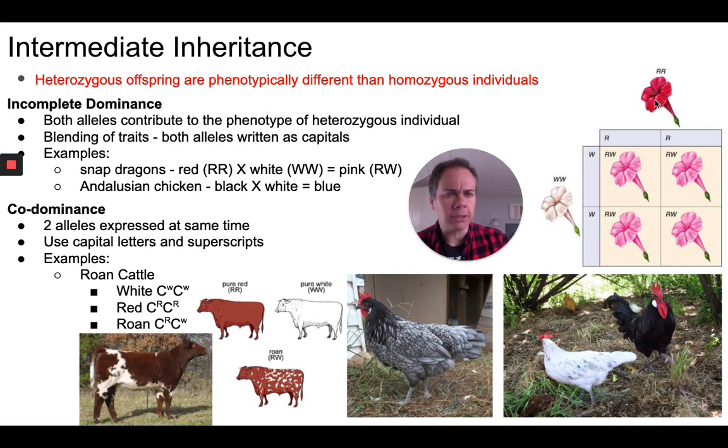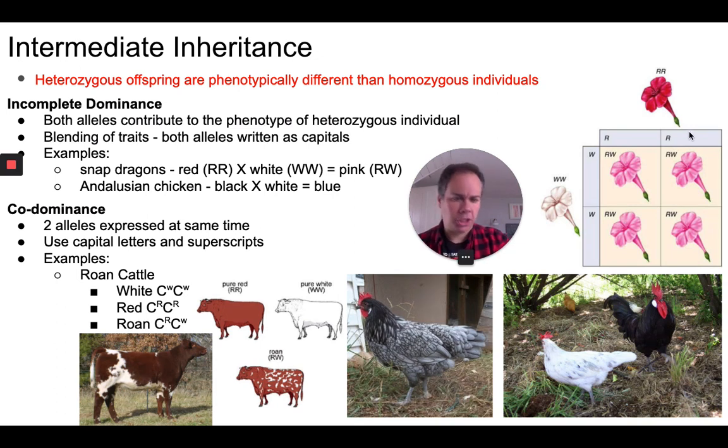So here I have snapdragons. This is a pure red snapdragon, big R, big R. This is a pure white snapdragon plant, big W, big W. And so when we cross those two, all of the offspring are heterozygous, but they show a blend between these two phenotypes. If you cross a red snapdragon with a white snapdragon, the resulting flowers are all pink. Okay, there's incomplete dominance. Red is not dominant, white's not dominant. There's a blending of both of those traits.